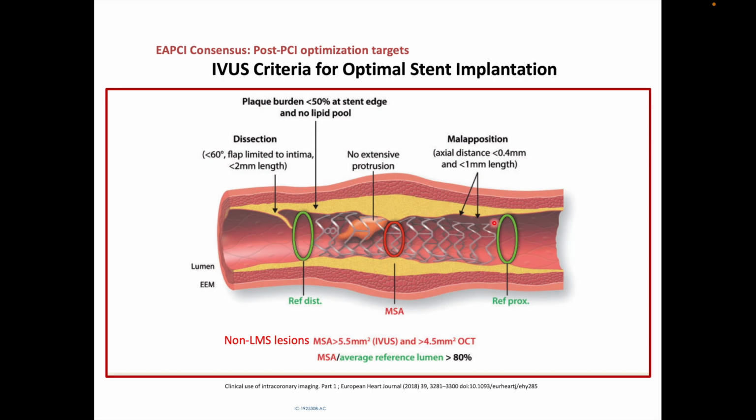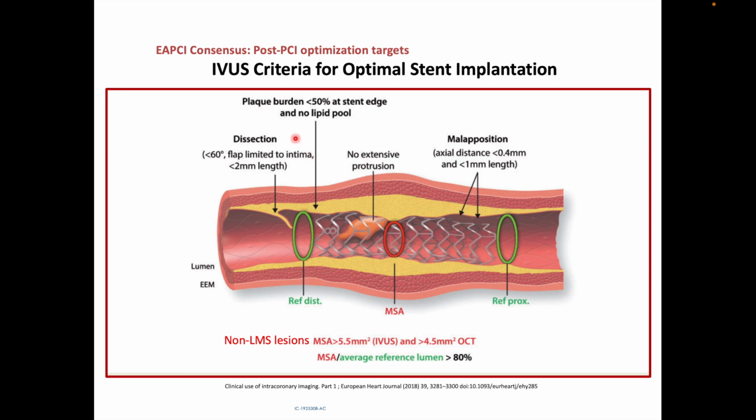There should be no significant malapposition, and what we mean by that is that the acceptable malapposition is less than 0.4 millimeter distance between the stent and the intima, and it should be less than 1 millimeter in length. So remember that malapposition means the stent is not touching the intima. If it is in contact with the intima, then it is a well-apposed stent.